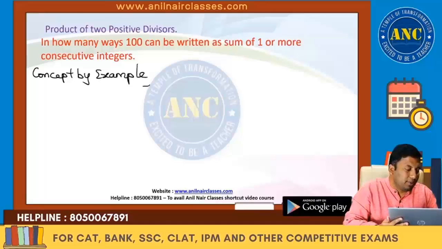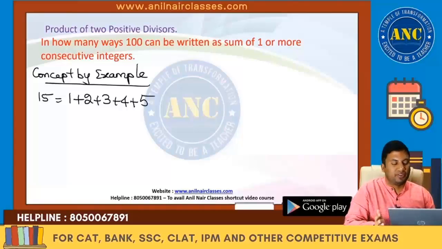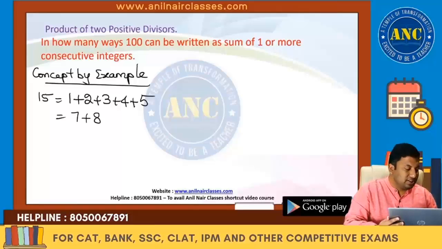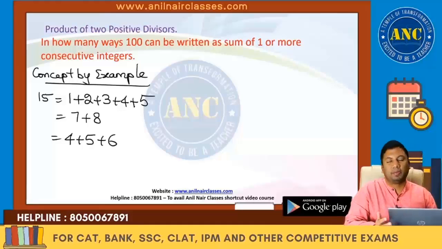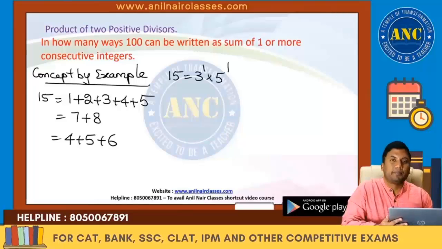Concept by example. Suppose I take 15. How can I write 15 as a sum of two or more consecutive numbers? 1 plus 2 plus 3 plus 4 plus 5. Is it clear? The sum is 15. Or you can also write it as 7 plus 8. You can also write it as 4 plus 5 plus 6. 9 plus 6 is 15.